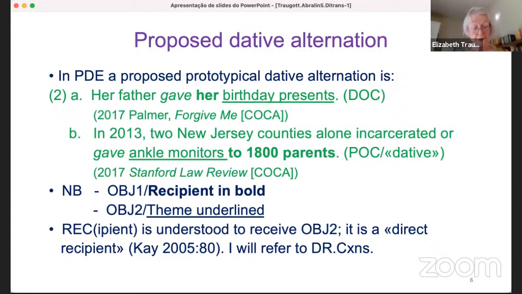In this construction, the recipient is understood to receive the theme, object two. It is a direct recipient. That's a term that Kay used in 2005, and I will refer to direct recipient constructions.